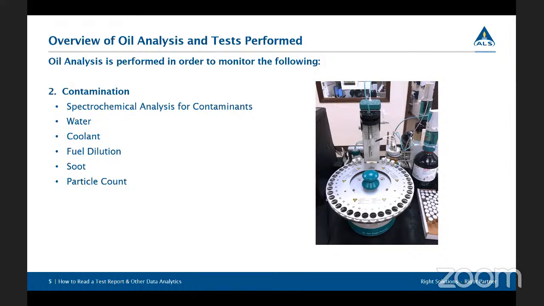And then we'll do a particle count. That's mainly geared towards hydraulic fluids. We want to make sure that the cleanliness rating is correct for the application. Perhaps there's a servo actuated hydraulic system.